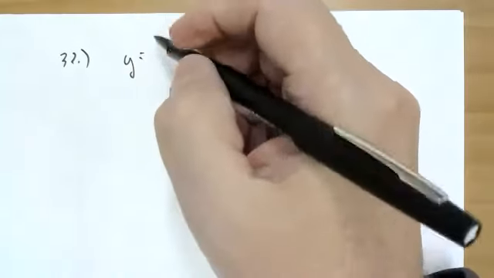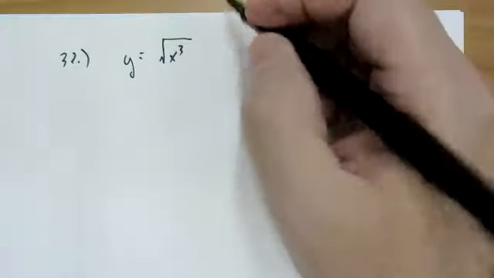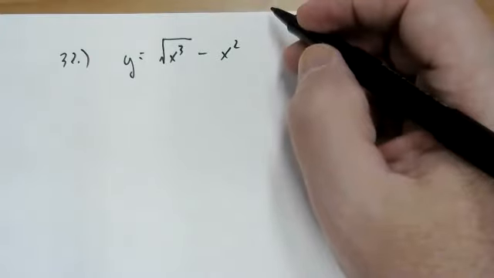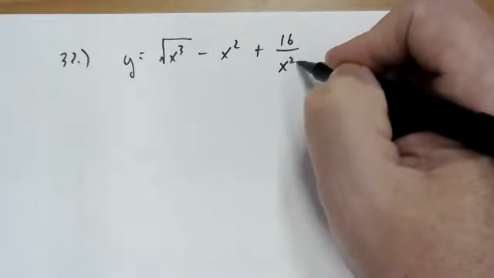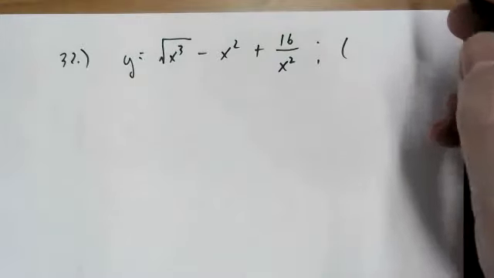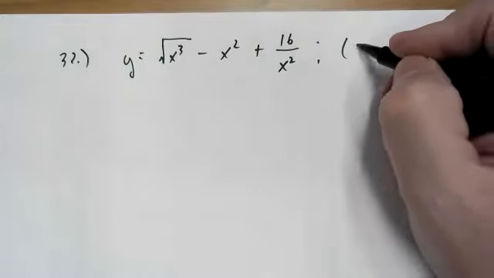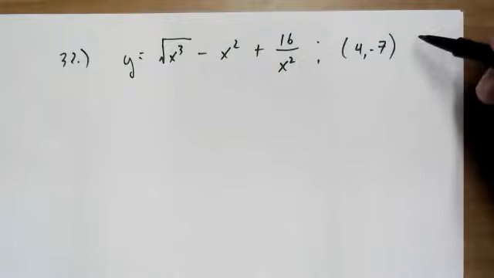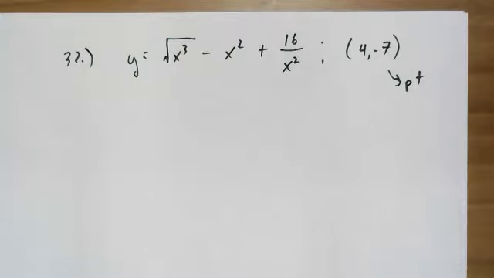y equals the square root of x cubed minus x squared plus 16 over x squared. And the point on the curve at which we're going to create our tangent line is 4, -7. So this is the point.